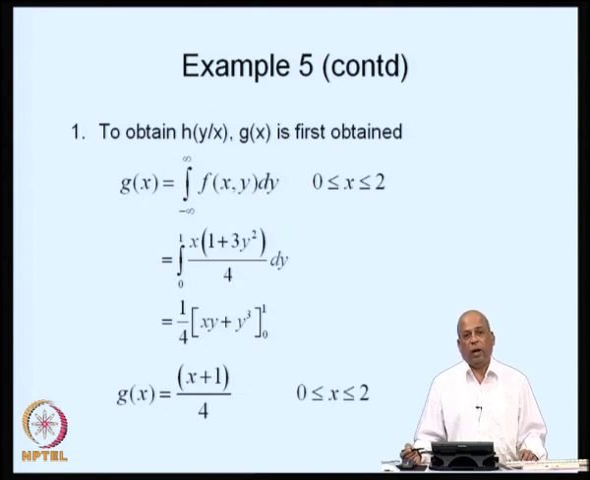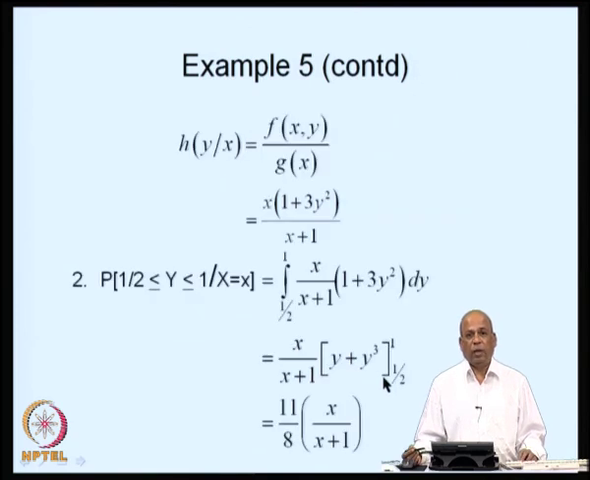First, to obtain h of y given x, recall that the definition of h of y given x is f of x comma y divided by g of x, for g of x strictly positive. So, first we need g of x. We obtain g of x from the definition: from minus infinity to plus infinity, we integrate the joint density function over y, and we obtain g of x as x plus 1 divided by 4 over this region. And then we get h of y given x as f of x comma y over g of x. So, this is h of y given x.